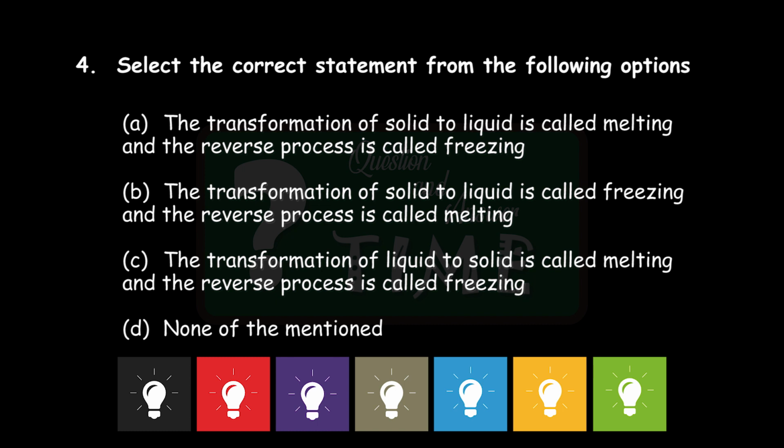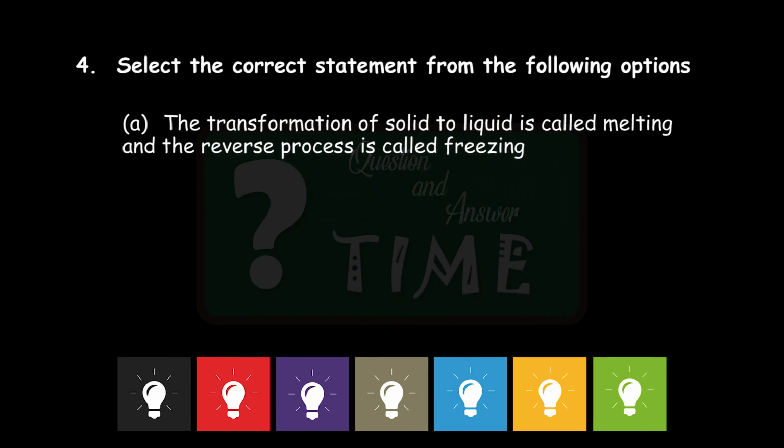Is called freezing, and the reverse process is called melting. Number C. The transformation of liquid to solid is called melting, and the reverse process is called freezing. Number D. None of the above. The answer is option number A.